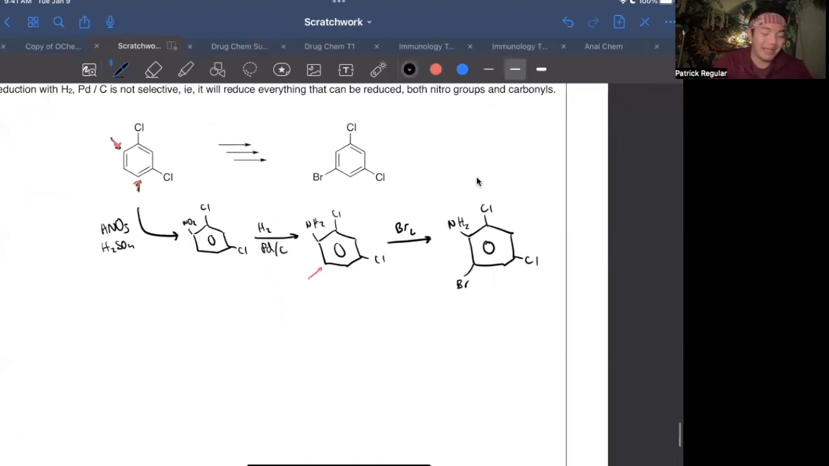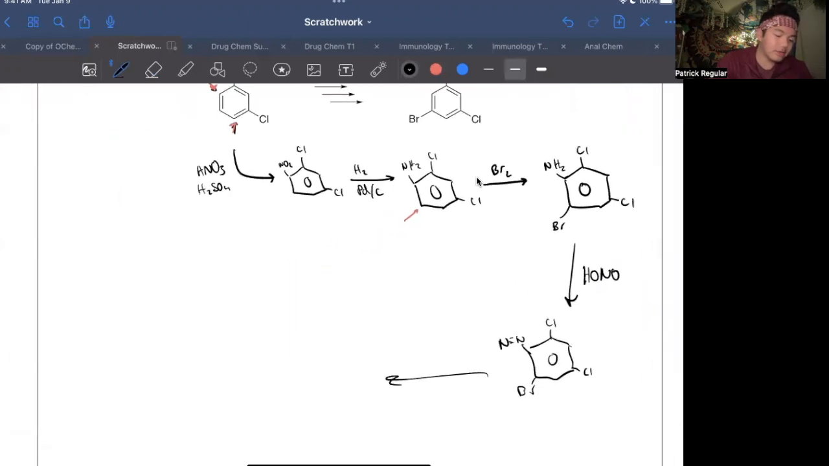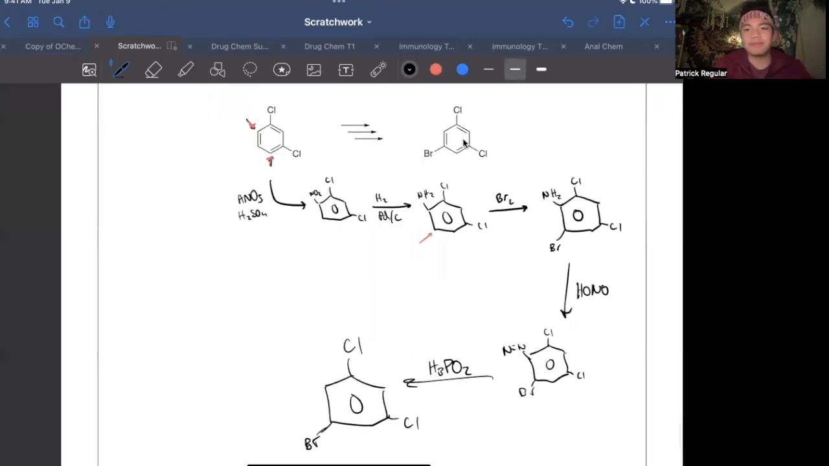Okay, now you're here. Now you have what you need. You just need to get rid of the aniline group, or the NH2 group. Can you get rid of NH2? Yeah, you can. And then all you have to do is H3PO2. Now you have your target molecule. Yay, good job. It's supposed to be Br. All right, I'm done with this.